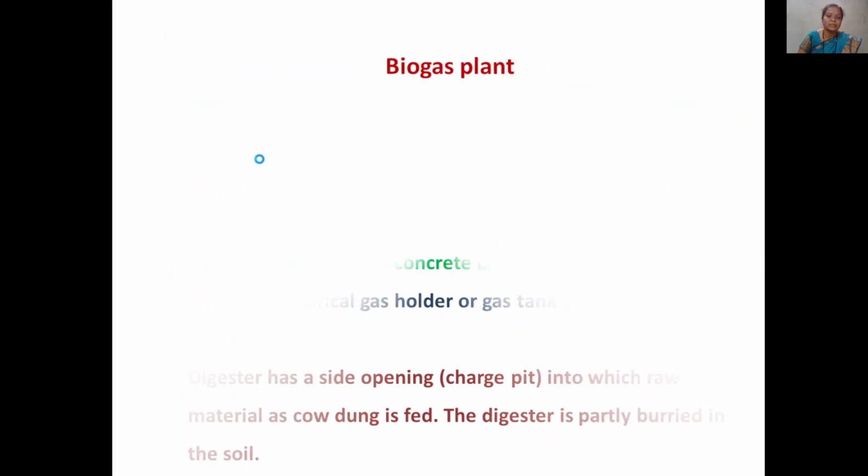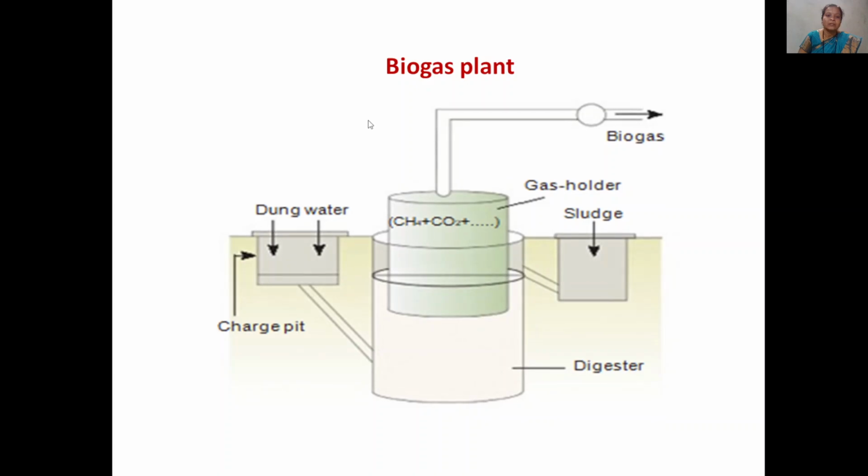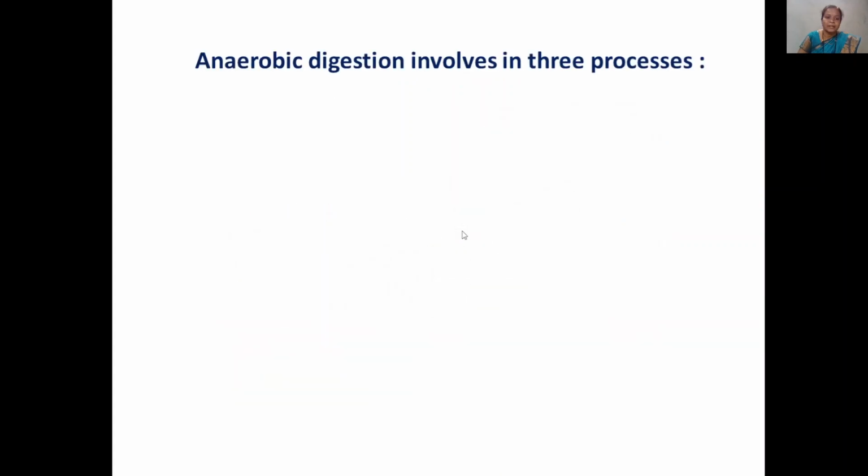Go to next slide. We see here a biogas plant. Here the dung water, this part is called the charge pit. Here is the gas holder, and here the biogas is produced. This tank is called a digester, and here is the sludge. This is the biogas plant. Go to next slide.